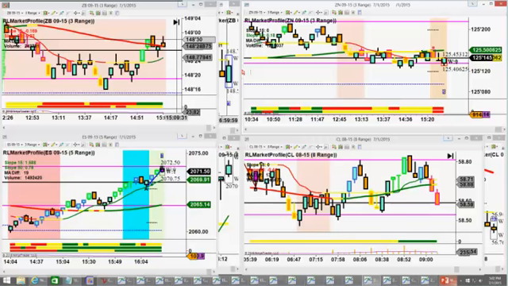Please elaborate on the fair value area on the chart. Well, by fair value, I assume you mean between the value area high and the value area low. Let me tell you why I can't answer. We're just running out of time.